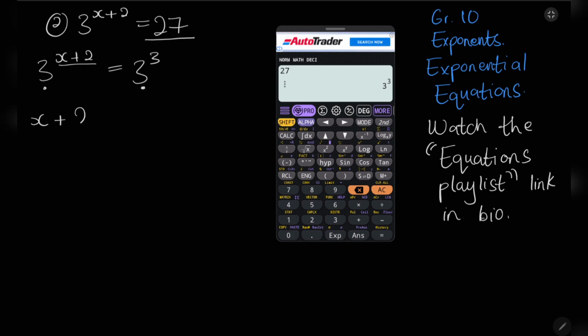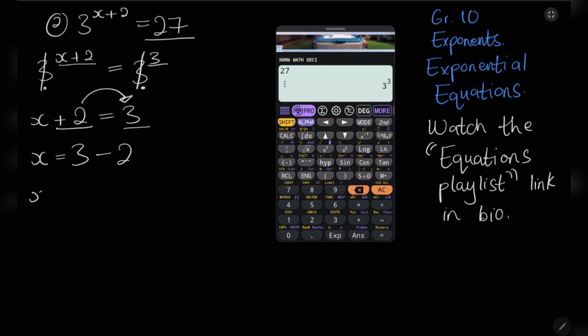You have x plus 2 is equal to 3. So you completely ignore the bases. And we wrote down our exponents here. So this is where the equations part comes in. x plus 2 is equal to 3. How do we solve this? We take 2 to the right hand side. It's a positive 2. When it crosses the equal sign, it changes to negative. So this should be x is equal to 3 minus 2. x is equal to 3 minus 2 is equal to 1.